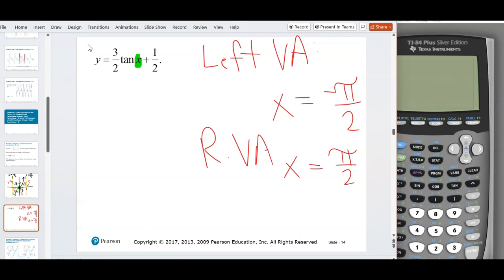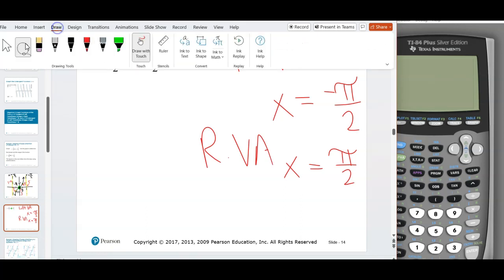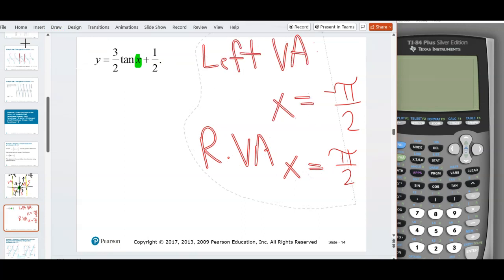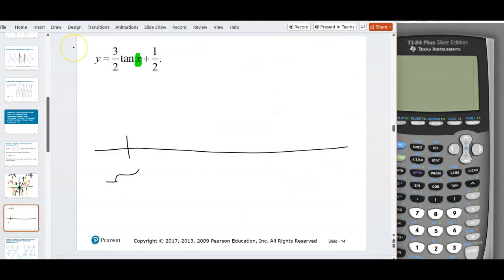So the vertical asymptotes have not changed from where they would be on the standard tangent graph. There's negative pi over 2, there's positive pi over 2. So there's 2 of our 5 points. We've already got our vertical asymptotes taken care of, so we know where everything's going to take place.